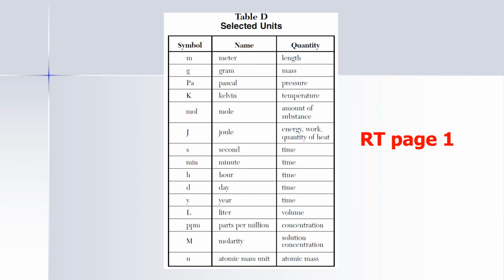As I said, the 7 units in the SI system are the basic units. And then we use those units to derive a lot more units out there in the world. So in your reference table on page 1, you have this Table D where they've given you pretty much all of the units that we will be using in this class. Today we'll only be focusing on the unit for mass, temperature, and volume. As we move forward throughout the school year, we'll be talking about the rest as well.